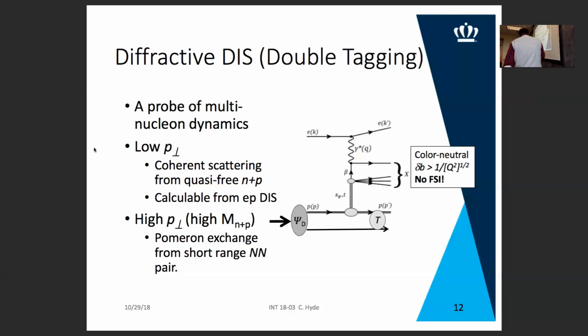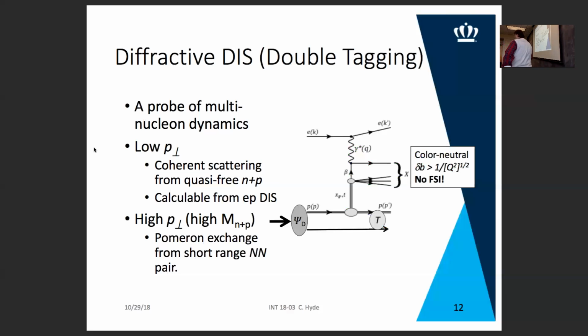Now, on the other hand, at high PT, in the proton, high meaning high on the scale of the deuteron momentum, or what is the deep purple talking about? Which particle? The final peak?